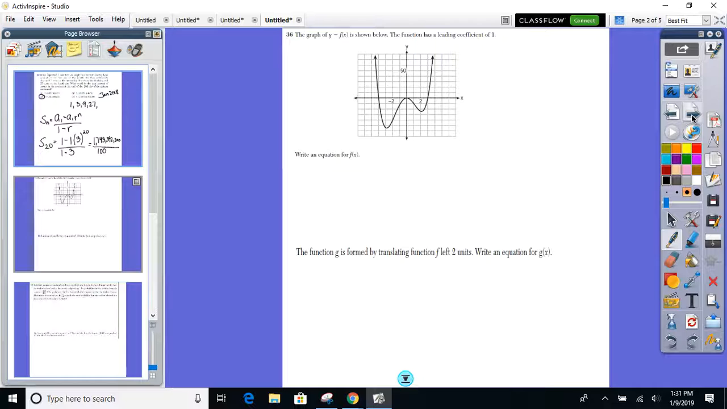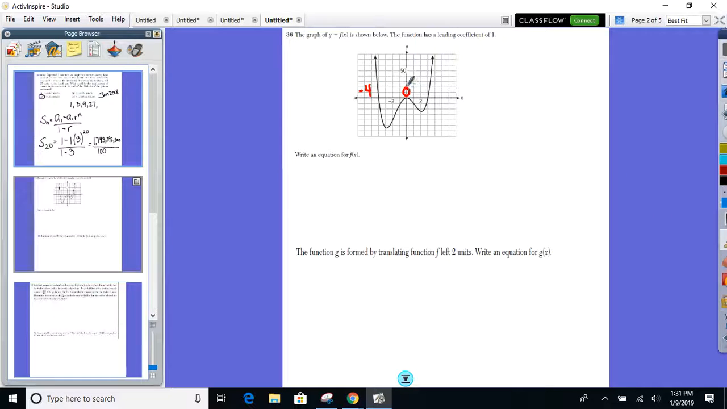Okay. I give you guys the graph. What's the equation of that graph? Anywhere you can start? Roots, yeah. Can you tell me what the roots are here, guys? Let's go left to right. What's the first root? -4 is a root. 0 is a root. And +3. Got it.